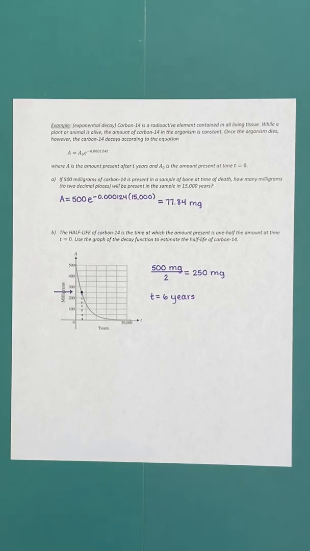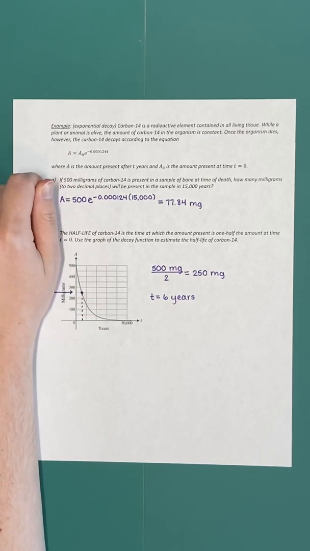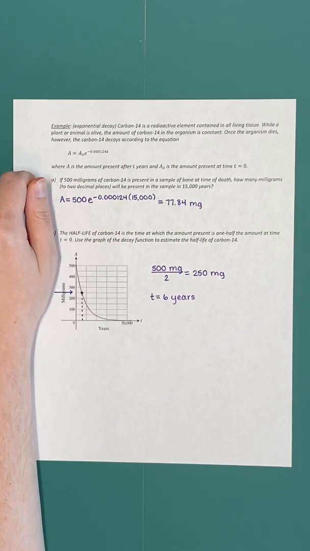Carbon-14 is a radioactive element contained in all living tissue. While a plant or animal is alive, the amount of carbon-14 in the organism is constant. Once the organism dies, however, the carbon-14 decays according to the following equation. So this is going to be the model for this particular decay situation, this particular exponential model.